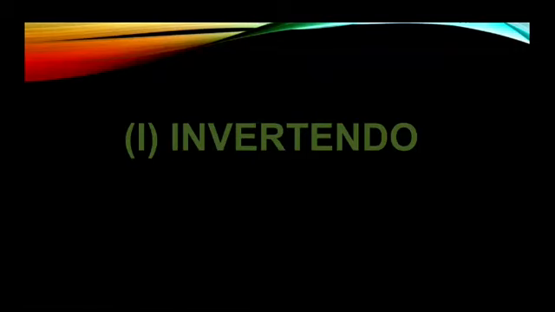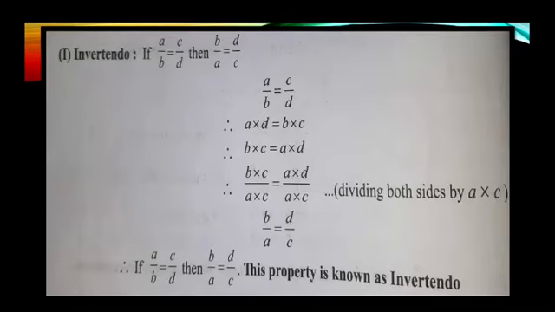The first property is invertendo. If A upon B is equal to C upon D, then we are inverting them, so it becomes B upon A is equal to D upon C. As our ratios were A upon B is equal to C upon D, we are cross multiplying it, so we get A into D is equal to B into C. Now we are writing in reverse order, so we are getting B into C is equal to A into D.